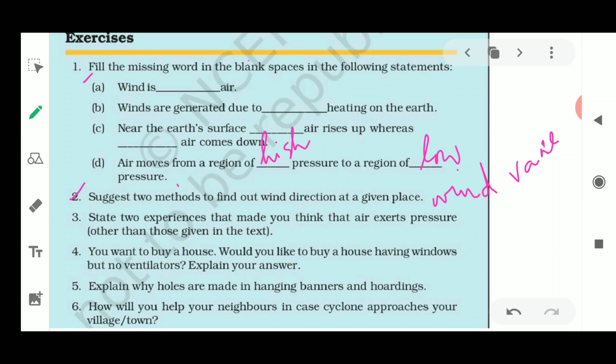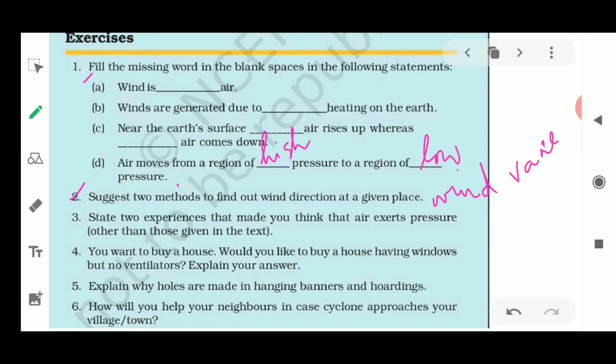Or you could just take bits of paper in the palm and throw those bits of paper in the air. You will see in which direction these paper bits move; in the same direction the wind is also flowing. So you can suggest any of the methods which I have just discussed: either using wind vanes, or you can use the various experimental methods by which you could tell the direction of the wind.